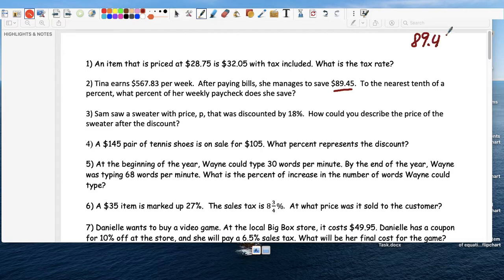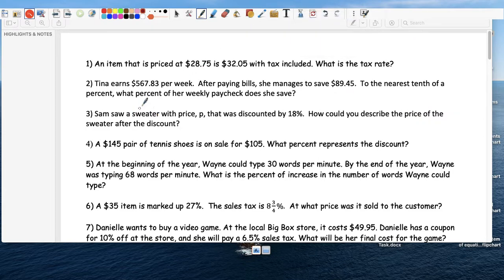So 89.45 over 567. Right, 89.45 is what part of 567.83 percentage-wise? So 89.45 divided by 567.83, that's going to give me 1.5752, right? It goes on, but I'm going to stop there, move the decimal 2 over. That's going to give me 15.75 percent, rounded to the nearest hundredth. So she managed to save 15.75% of her paycheck on a weekly basis.